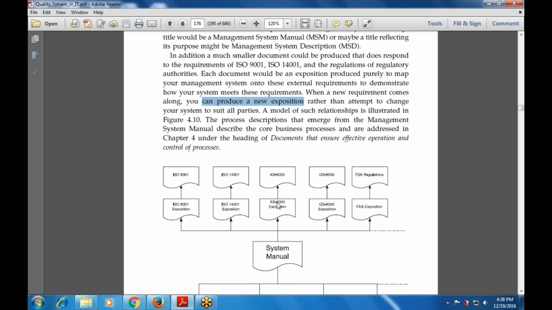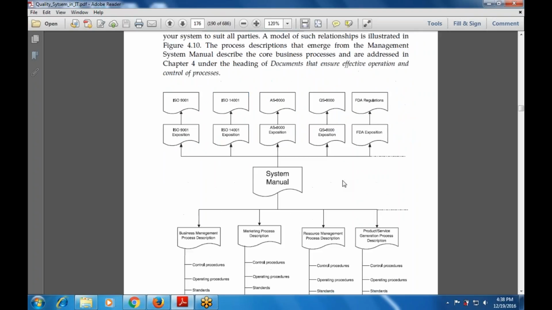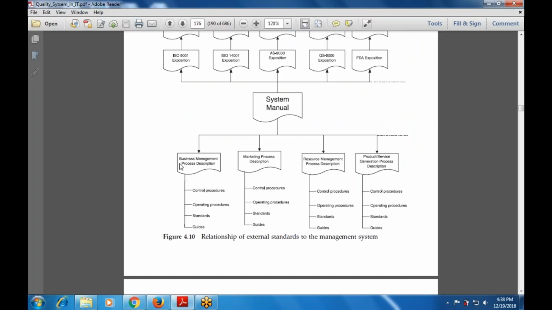Now this is a diagram for the system manual. These are the various ISO standards, the various versions we can say. One is used for the business management process description, one is used for marketing. So these are the various departments. One is the business management process description, one is a marketing process description, one is a resource management process description, one is a product or services generation process description.